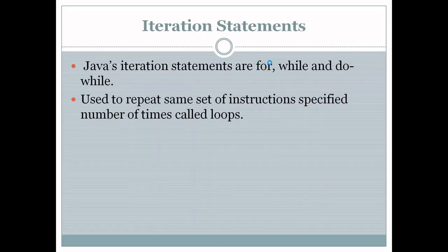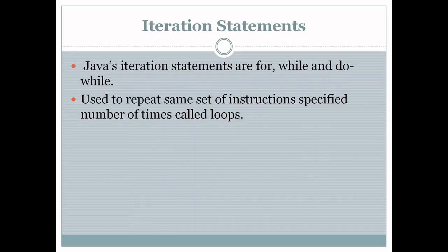Iteration statements. Java's iteration statements are for, while and do while. These iteration statements are used to repeat some set of instructions a specified number of times, and they are also called loops. Whenever we want to execute some set of instructions or statements a specified number of times, we can use loops for that purpose.